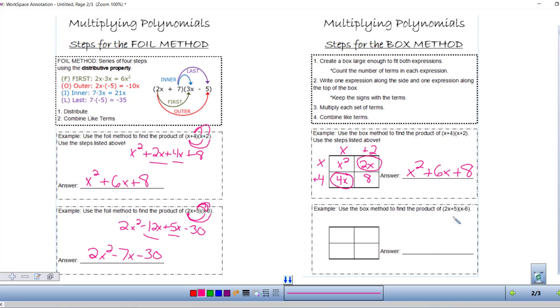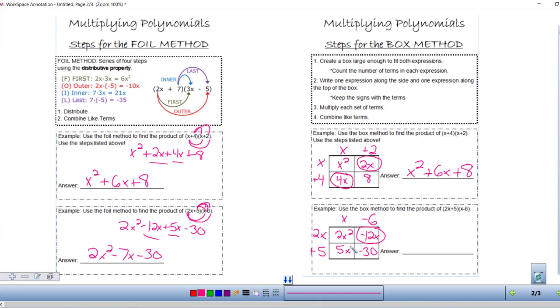Okay, one more example. 2x plus 5, I'm going to go ahead and put along the side, and x minus 6, I'm going to put on the top. Again, it doesn't matter which one you put on the side versus on the top. That's your choice. 2x times x is 2x squared. 2x times negative 6 would be negative 12x. 5 times x is 5x. And 5 times negative 6 is negative 30.